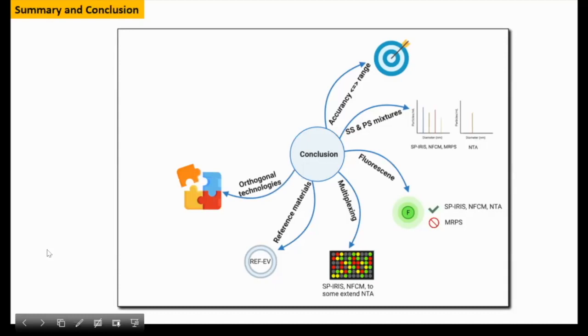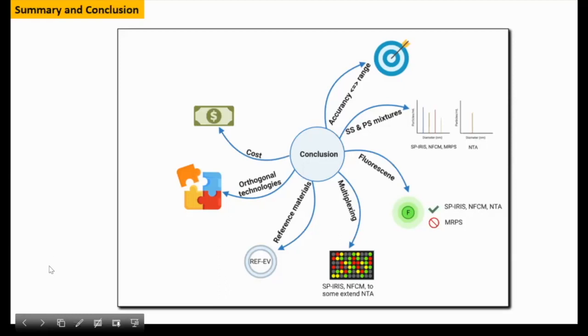In the same theme, to strengthen conclusions and studies, one may consider orthogonal technologies, of course, when possible, as opposed to relying only on data outcomes from a single platform.